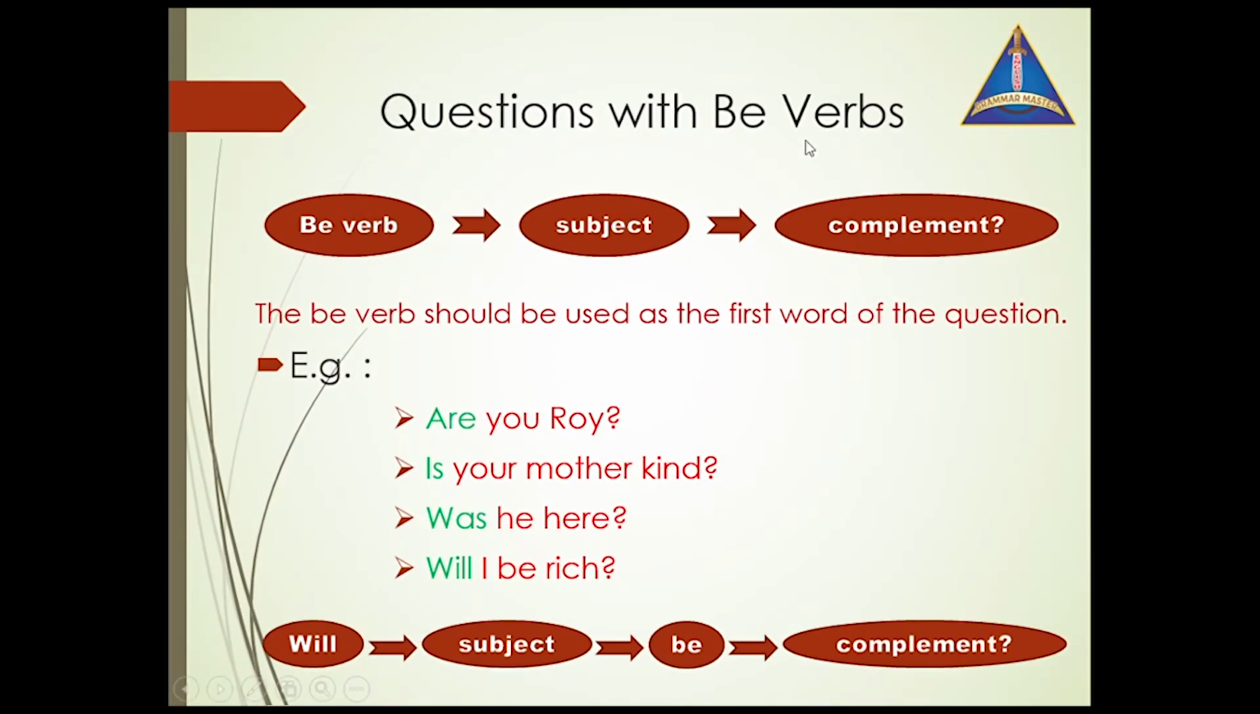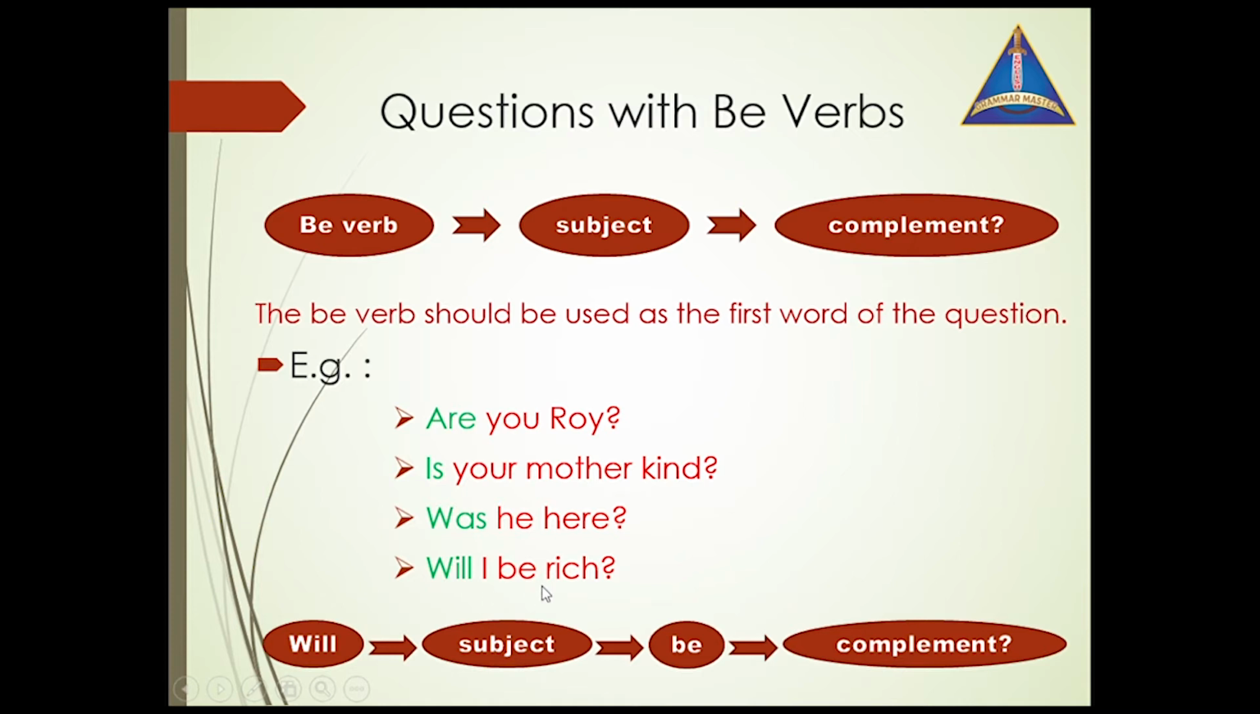Questions with be verbs. It is very easy to make questions with be verbs. You have to make a slight change in the structure of the sentence to turn it to a question. You have to place the be verb as the first word of the question, then the subject, finally the complement. Examples: Are you Roy? Is your mother kind? Was he here? Will I be rich?